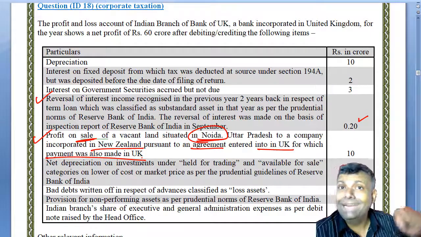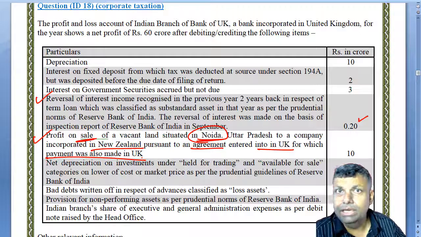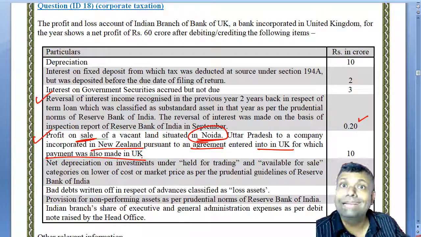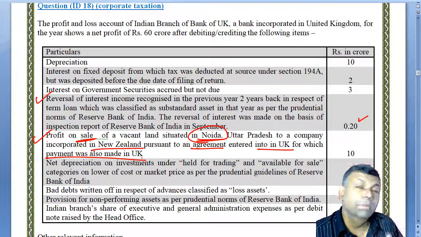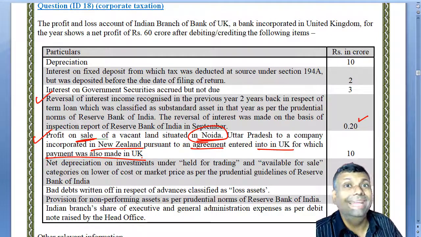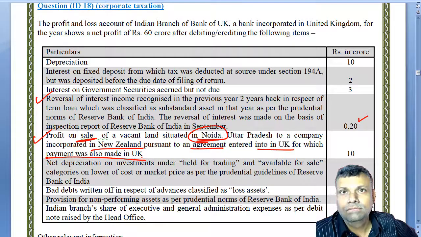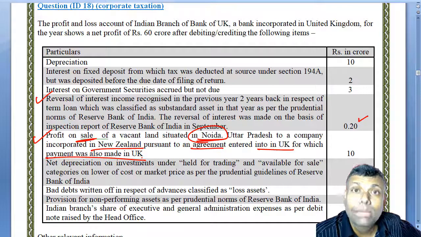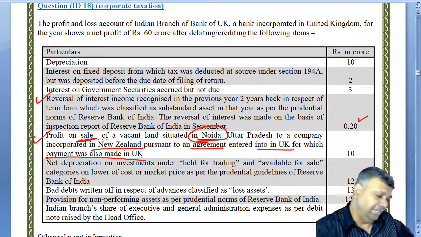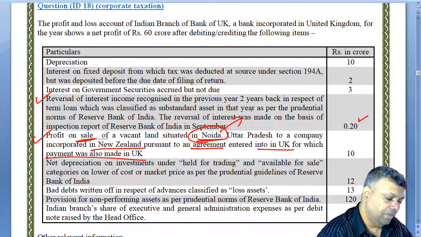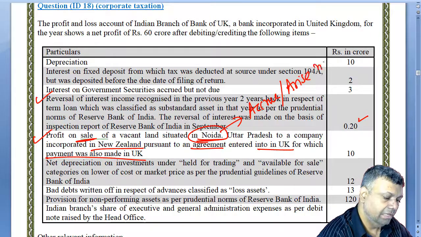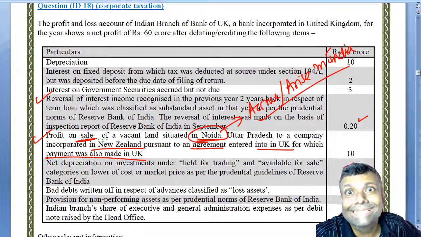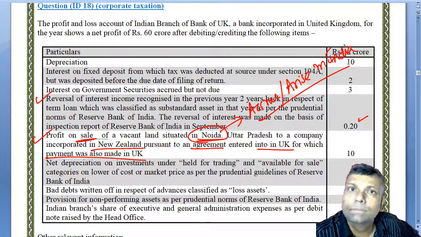So it is land in India, agreement outside India, payment outside India, but the asset actually, because it is immovable property, is inside India. So if there is any sale of immovable property in India, it's always taxable because it is always deemed to accrue or arise in India. Because land is in Noida, it is always going to accrue or arise in India. So income out of the transfer of any assets in India is always taxable in India.